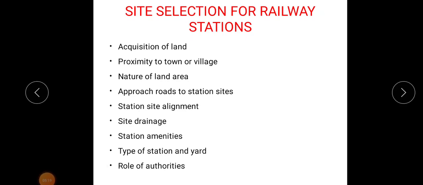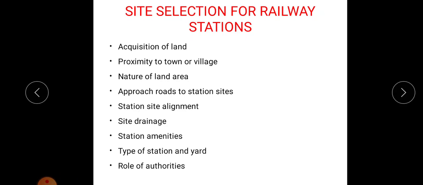Next factor is approach roads to station site. It is very essential to provide an approach road, and this approach road connects a town or village to the station site. So there should be maximum transport facility from the railway station. For that, there should be an approach road which connects to the nearest village or town. That is the next factor for selecting a railway station site.